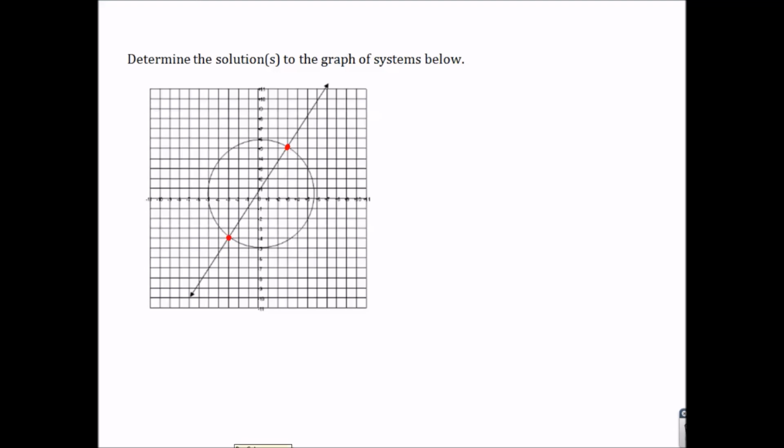I know it's a little bit hard to read these numbers, but you have 3, 5, and negative 3, negative 4. So those are your two solutions.